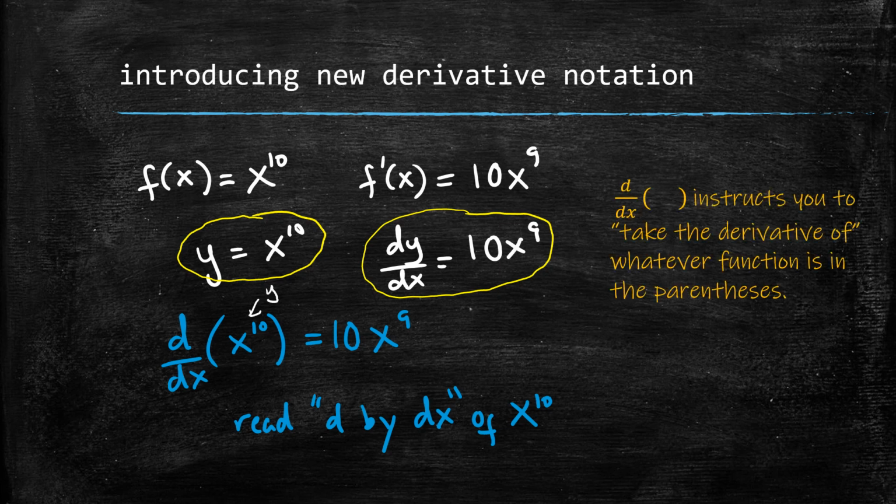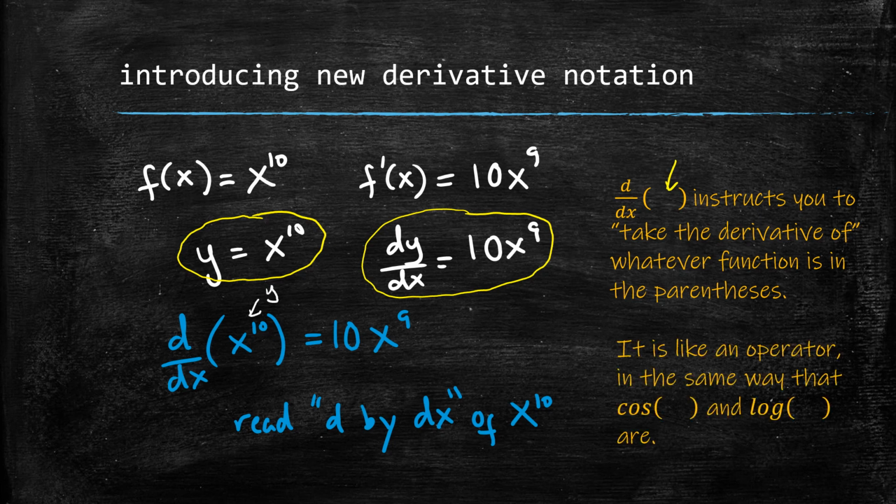Think of this d by dx as instructions to take the derivative of whatever function is in the parentheses here. Another way to think of it is like an operator, in the same way that cosine and log are operators. They don't just exist independently of anything. You can't just have cosine by itself. It has to be the cosine of something, like pi, or the log of something, like 10 to the 3rd. Similarly, d by dx has to be the derivative of a function.